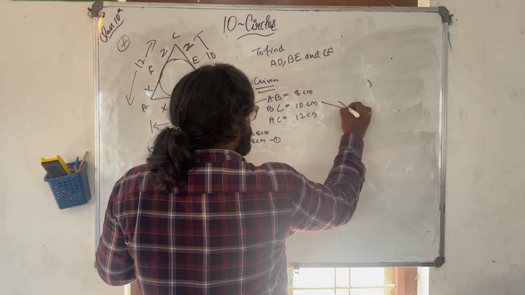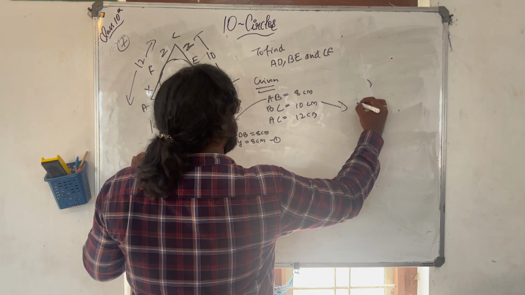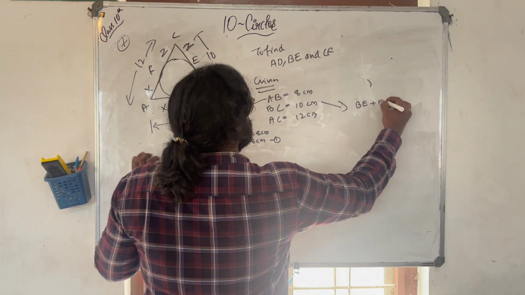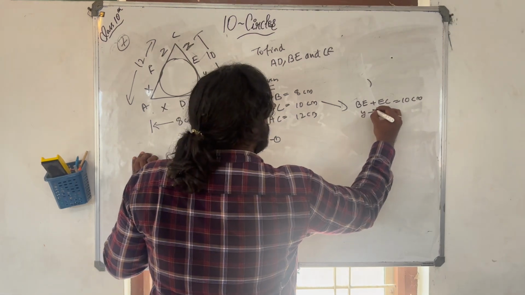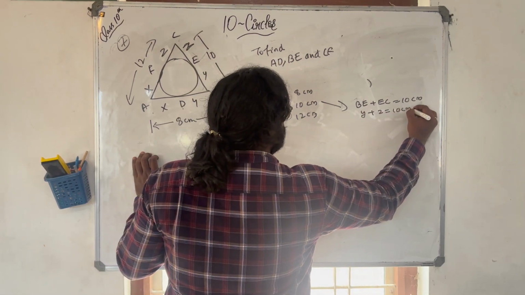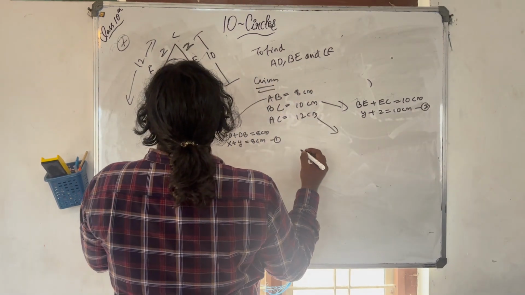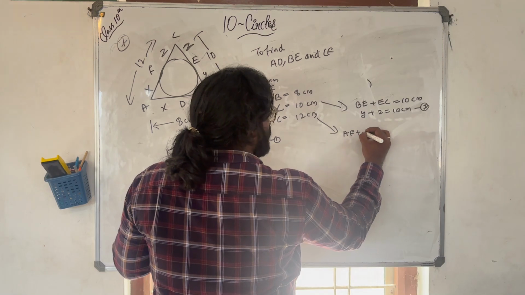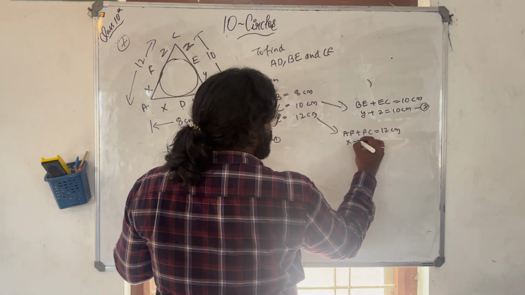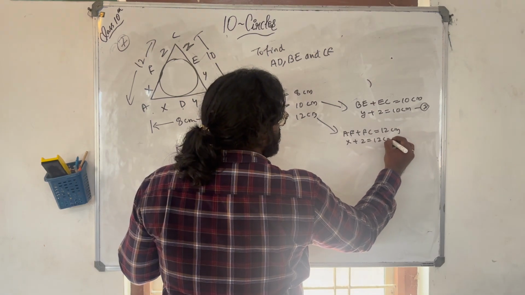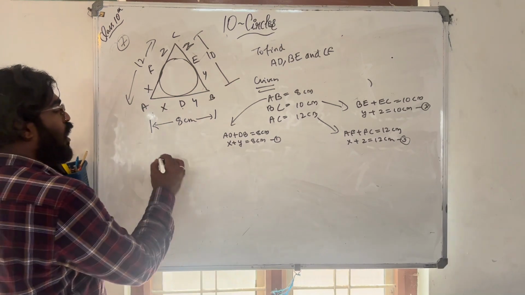Similarly, what is BC? BC I can write as BE plus EC, that is Y plus Z is equal to 10 centimeters. I write this as equation 2. And the third, AC, is AF plus FC, which is 12 centimeters. That is X plus Z is equal to 12 centimeters. Equation 3. Understood what I did starting? Now what I'll do is I'll just add all these.